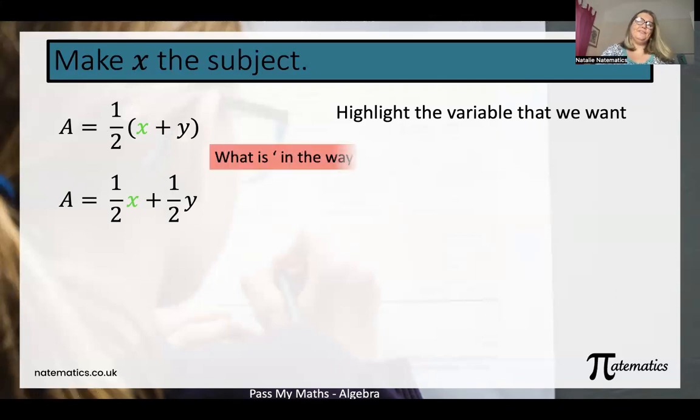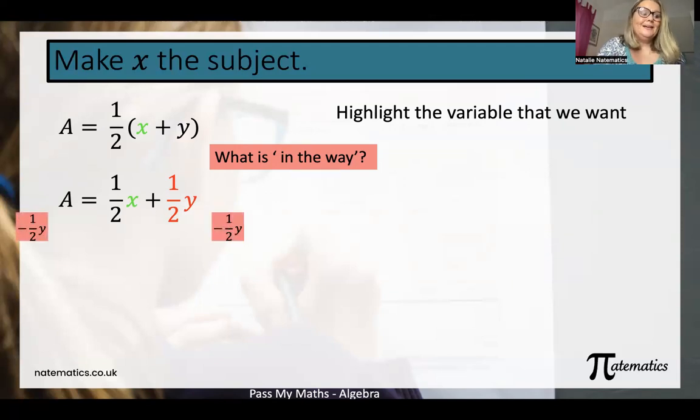Okay, so what is the thing that we're then wanting to move out of the way? Well, looking at this, the plus half y, we definitely don't want that. It hasn't got an x in it. We haven't got any brackets to multiply out anymore. So go on, off to the other side, please. You've done your job. Thank you very much. Have a good day. So what is the opposite of adding half y? It's subtracting half y.